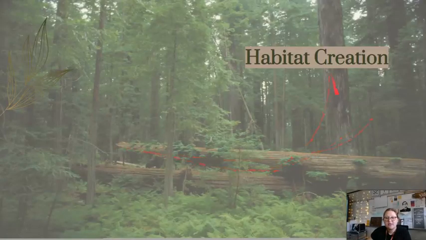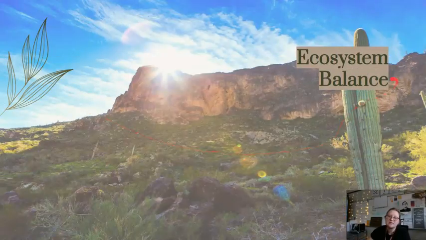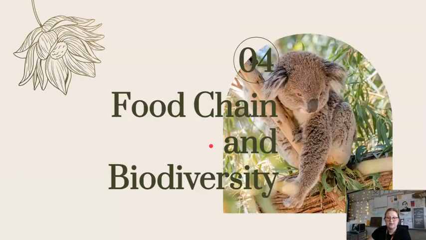So we have habitat creation, all in the trees and the fallen logs, ferns underneath. Soil stabilization: where there's no plants here, that's going to have a lot more runoff, whereas these plants are going to help hold that soil together. And ecosystem balance. Without a healthy diversity of plants in an ecosystem, we're not going to have the habitats, the food, or the energy available to support the rest of the organisms within that ecosystem.